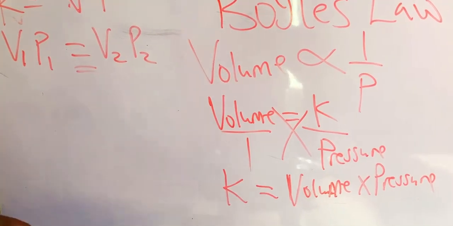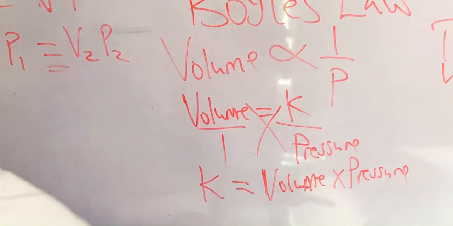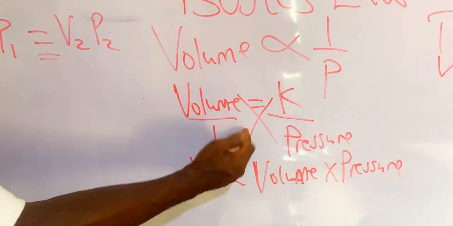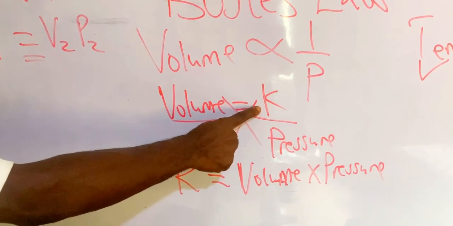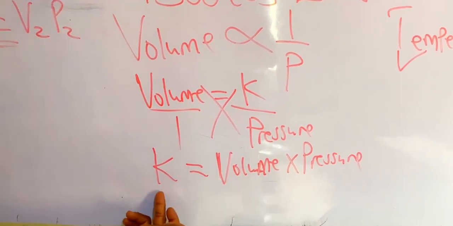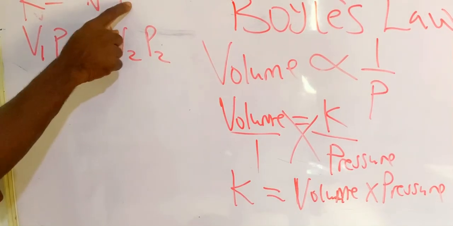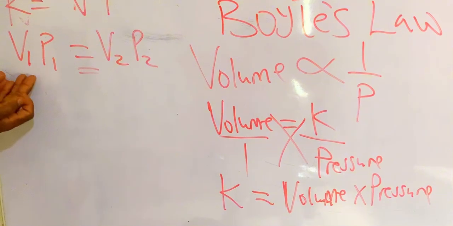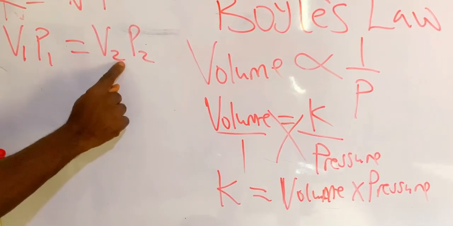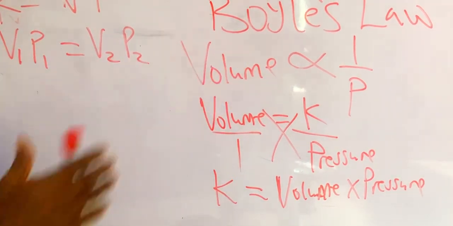So Boyle's law states that the volume of a fixed mass of gas is inversely proportional to the pressure, provided the temperature remains constant. Now we came here and we changed our proportionality sign by introducing our K, and then we cross multiplied, and we came with this formula where K is equal to volume times pressure. Now we have substituted for K, which is V1 P1 is equal to V2 P2. Now let us move and explain a little about what Boyle's law is saying.